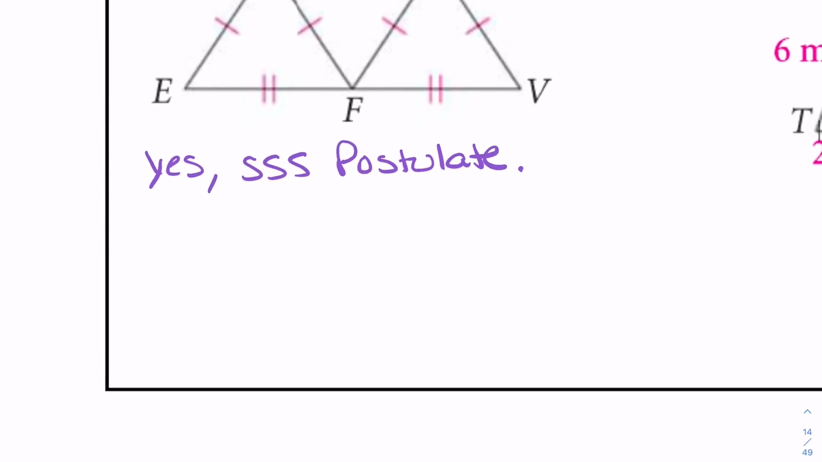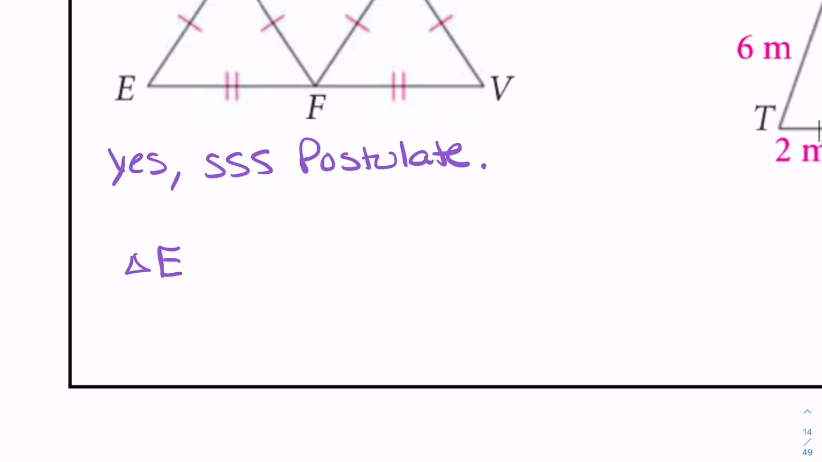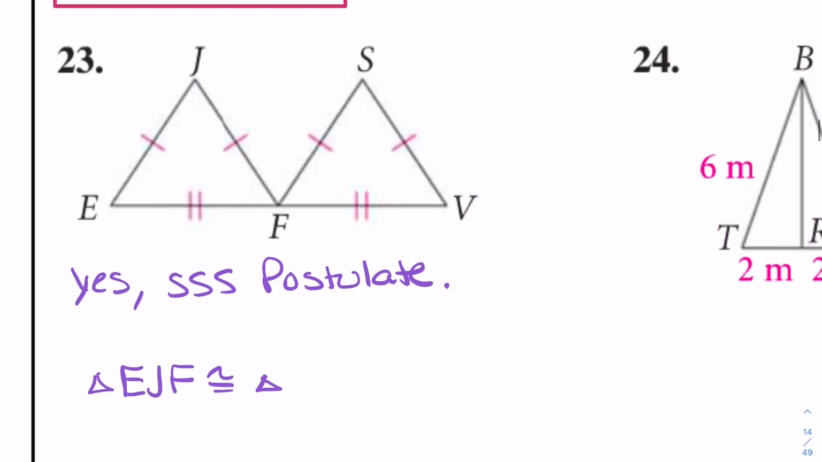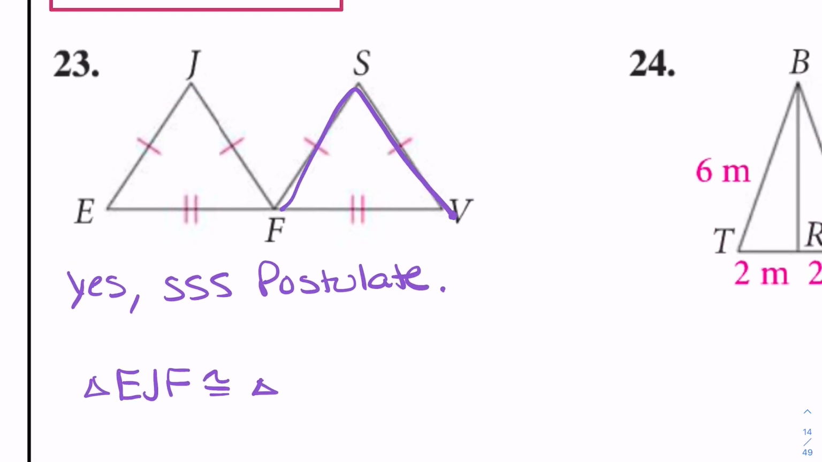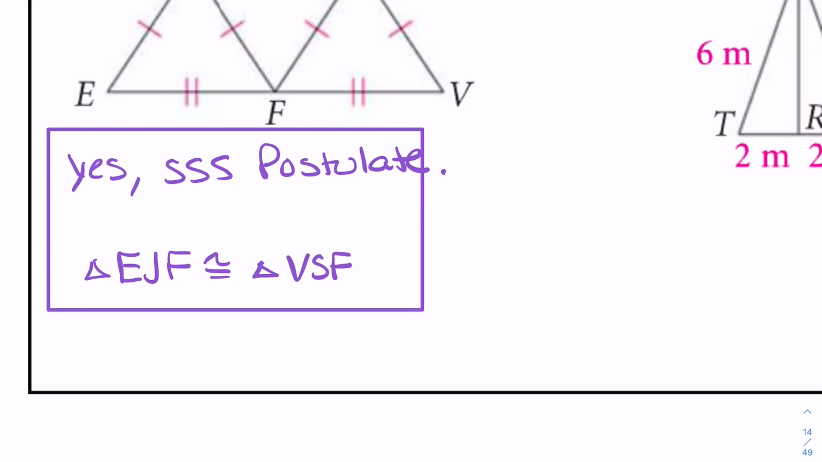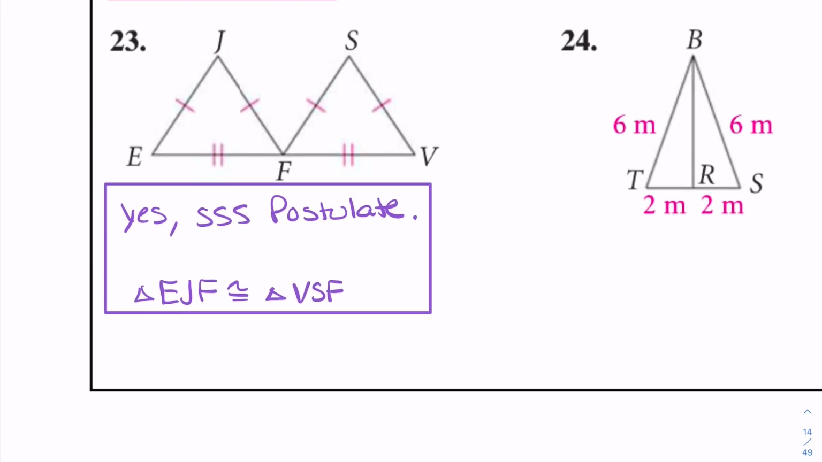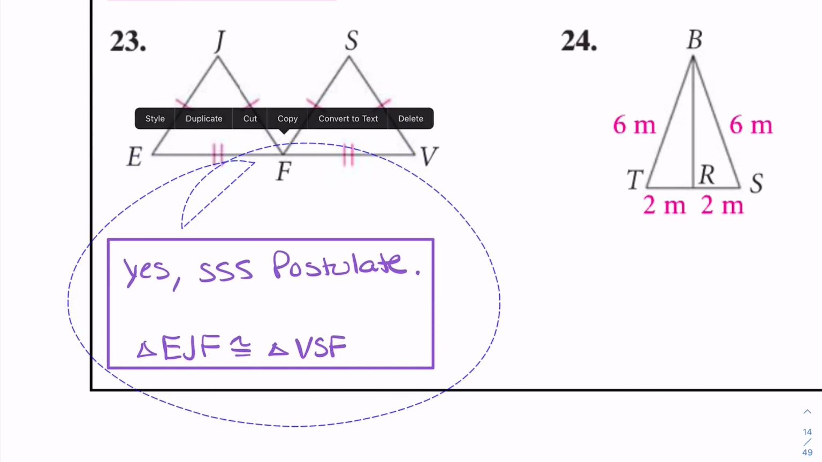This has a few different answers we could answer with, but I'm going to just say triangle EJF is congruent to triangle FSV or VSF. It doesn't matter. Let's say VSF. That's just one of the answers. You can flip those because you have an isosceles triangle. That gives you multiple options of writing that triangle congruent statement. Order can be manipulated for that one.